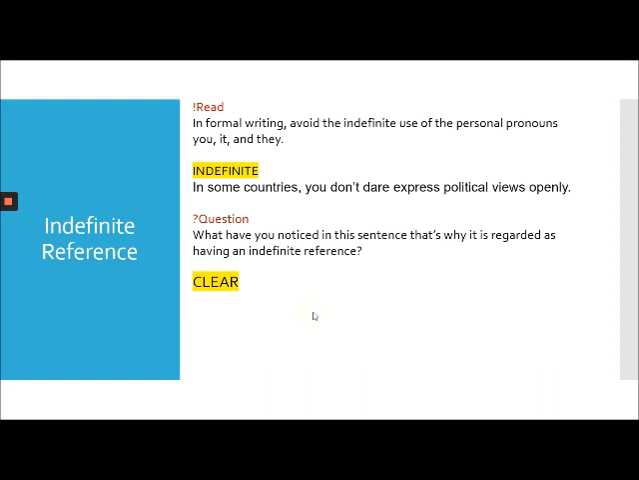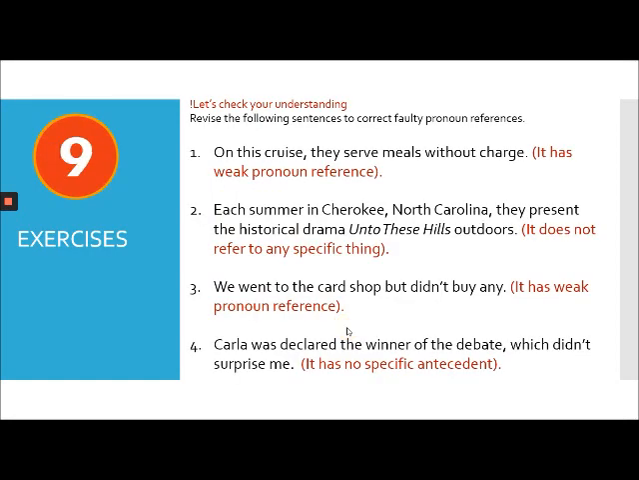So the answer for this statement is: in some countries, people don't dare express their political views. So what's the pronoun? Their. And what's the antecedent of the pronoun their? People. Let's check your understanding.